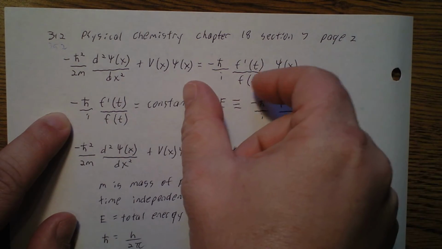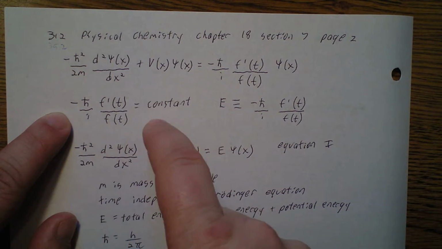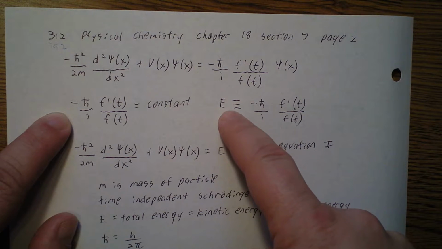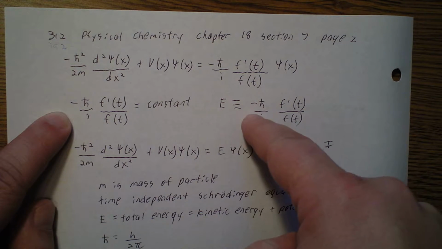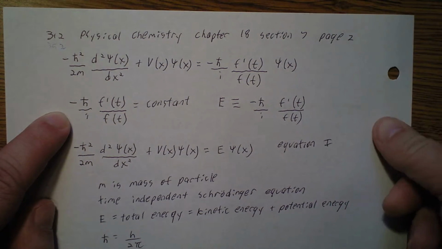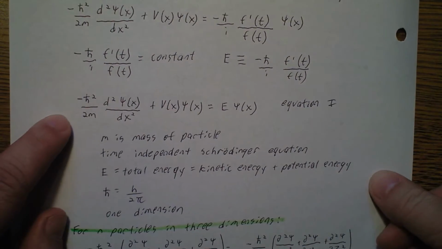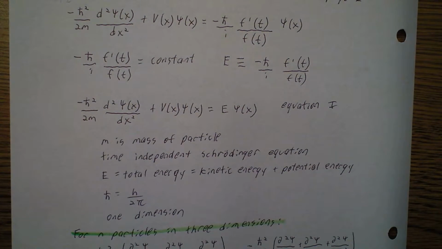So this here, this minus h bar over i times f prime of t divided by f of t, is equal to a constant. Energy is defined as minus h bar over i times f prime of t divided by f of t. So this term here, this is energy. So we get minus h bar squared over 2m times the second derivative of psi of x with respect to x, plus the potential of x times psi of x, is equal to energy times psi of x. We're going to call that equation 1.